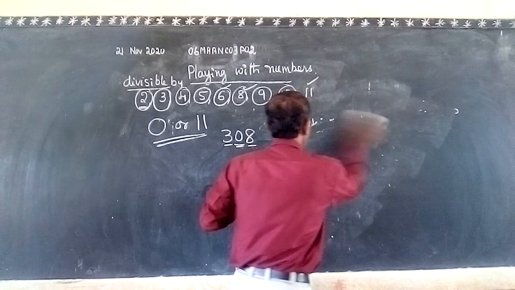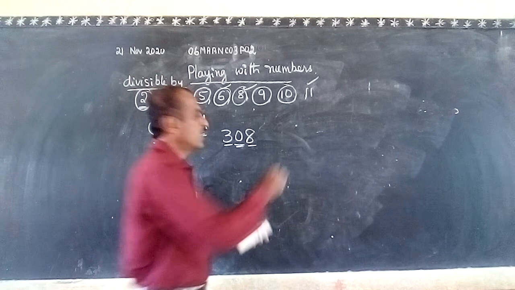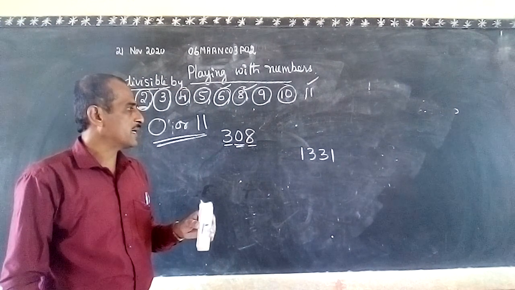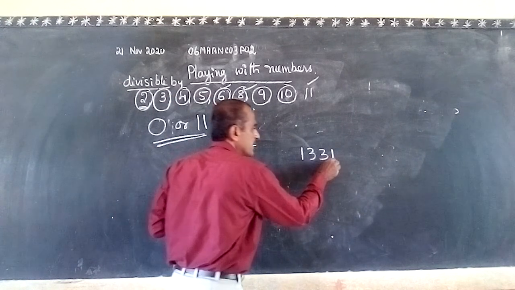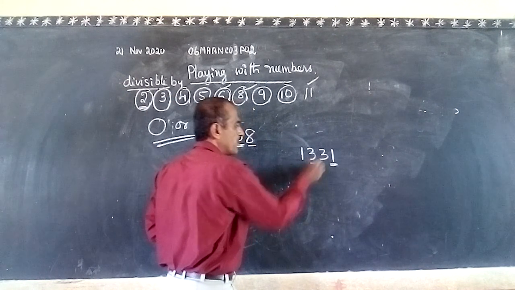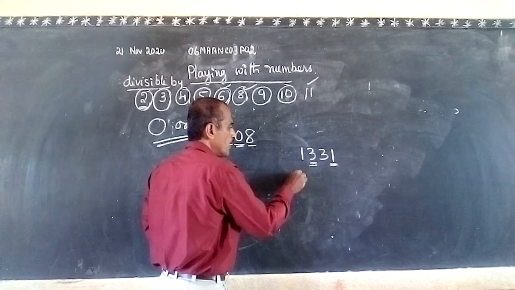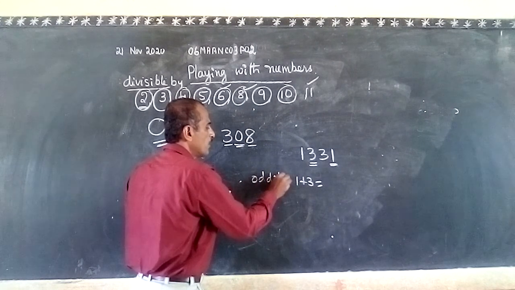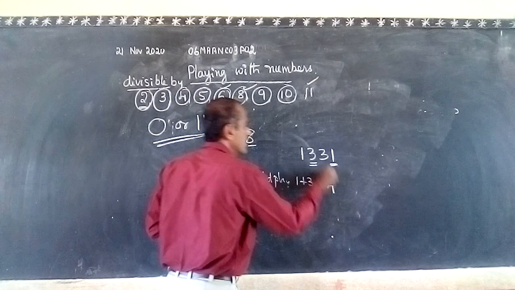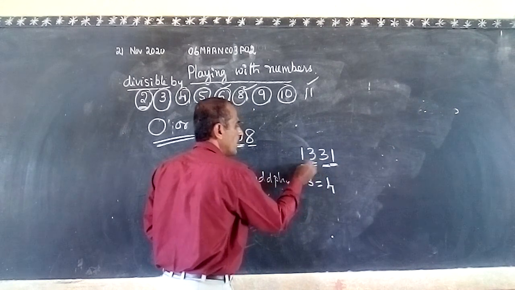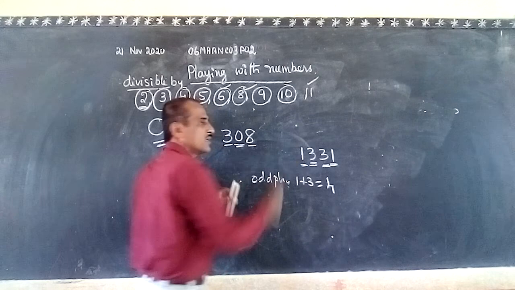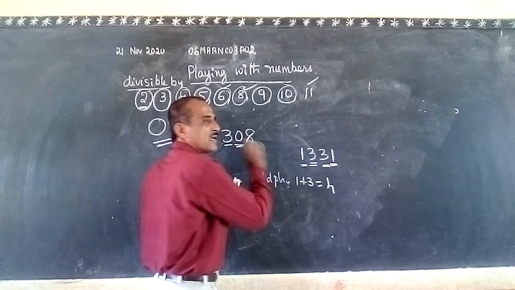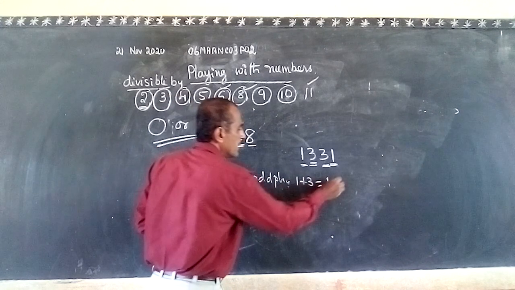See, look here, I will write another number, say 1331. Suppose a number is like this, 1331. What is the sum of the digits in the odd places? 1 plus 3, it is 4. Odd places are 1, 3, 5, like that. Even places are 2, 4, 6, 8, like that. In the even places, 3 and 1. 1 plus 3 is equal to 4.